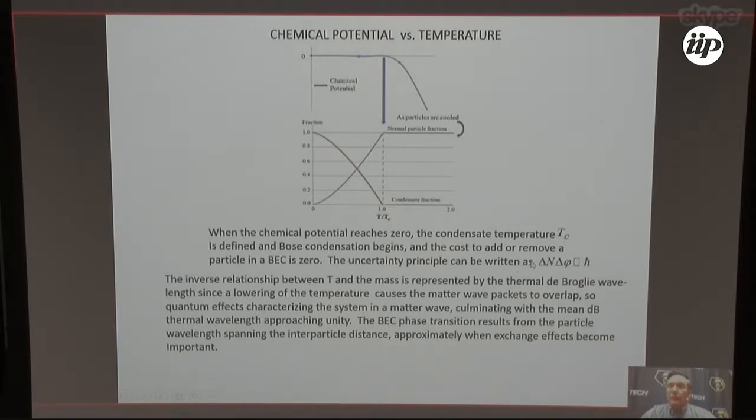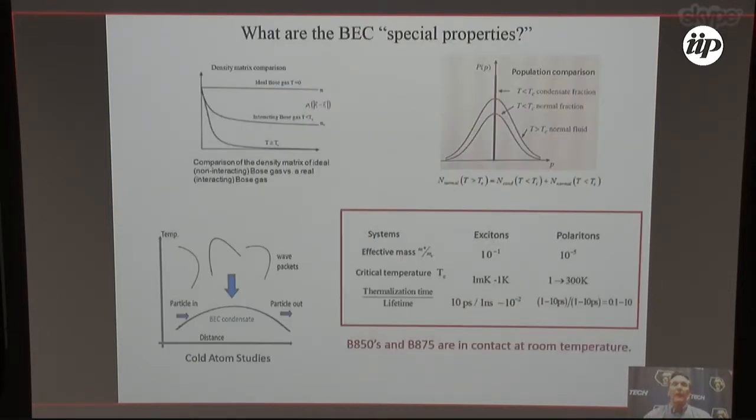The uncertainty principle can be written in this particular way, and I apologize for that. Particle spanning interparticle distance when exchange becomes important. Basically, when you have chunks of coherent material, if they have an interaction with each other, they can sometimes form just a single phase where they all have joined together in a particular phase that's suitable.